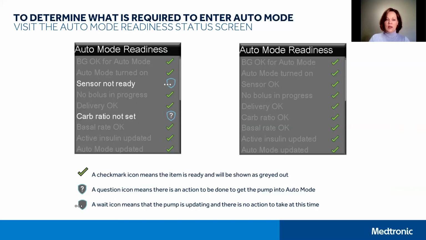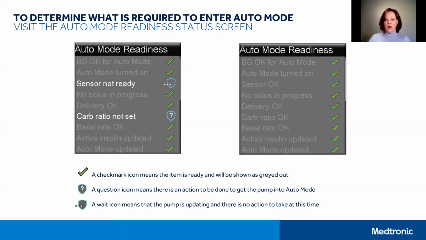In this example, the auto mode readiness screen that we see on the left shows sensor not ready on line 3 with a waiting icon with a little shield with 3 dots. And this means the pump is updating and nothing needs to be done by you. It also shows carb ratio not set on line 6 with a question mark icon. This indicates that this item does need attention to enter auto mode.